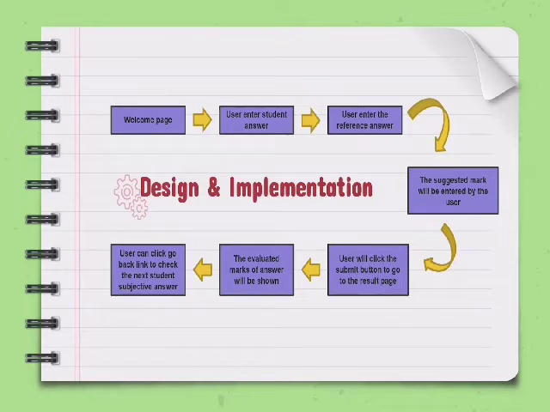So this is the process flow of the system. First, the user will be greeted with a welcome page, and then the user will enter the student answer, and then the reference answer. The suggested mark will be entered by the user. After that, the user will click the submit button to go to the result page. The evaluated marks of the answer will be shown. The user can click the go back link to check the next student subjective answer.